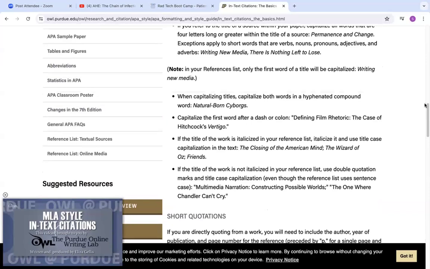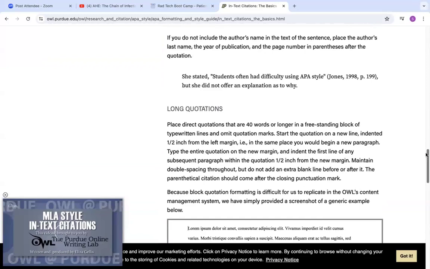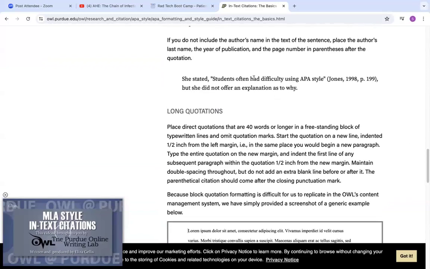Does that make sense, Victor? And it kind of shows you, this is one of the examples that it has right here. It shows the quote, then it has the author's last name, the publication year, and the page number. But since the textbook has 2 authors, you'll have 2 last names there.